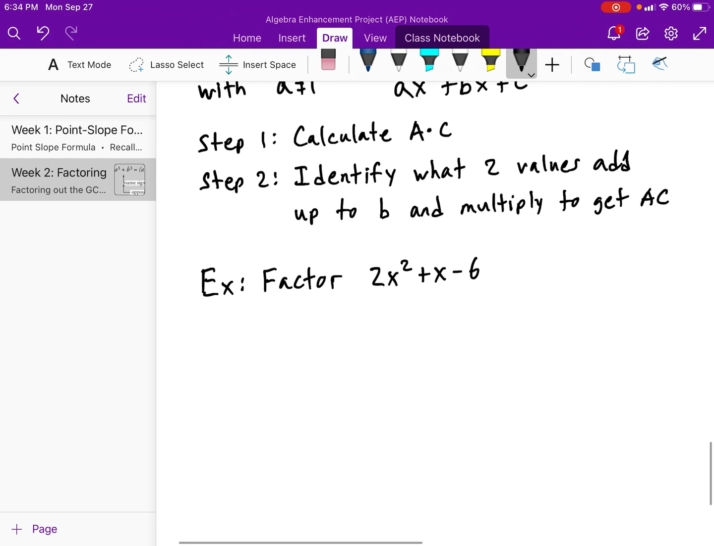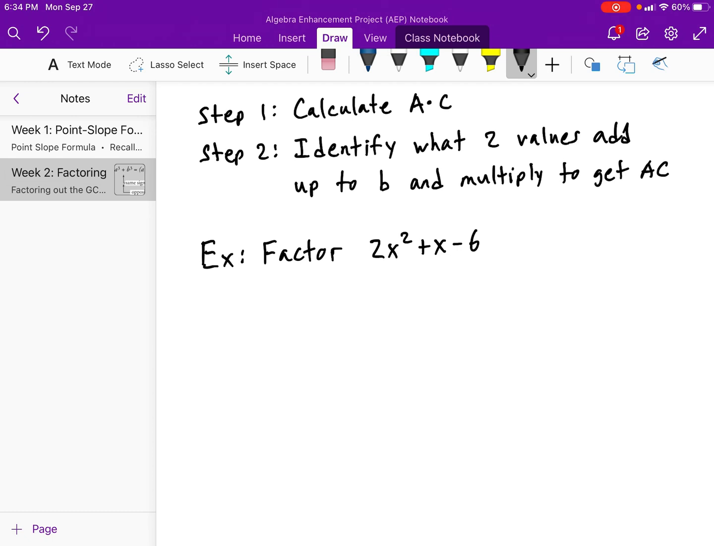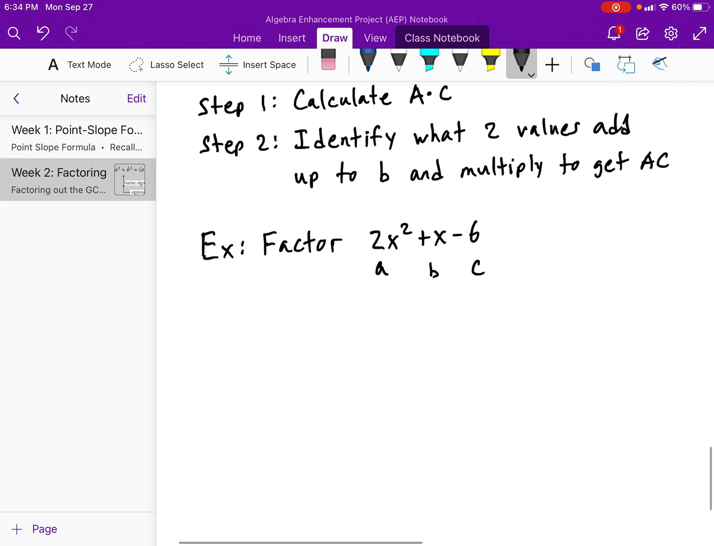Okay, so going by our steps, the first thing we want to do is calculate what is a times c. Now again, remember, for our quadratic, 2 represents our a. There's no coefficient in front of the x, so our b is 1, and our c is negative 6. So a times c is 2 times negative 6. That's going to give us negative 12. This is a times c.